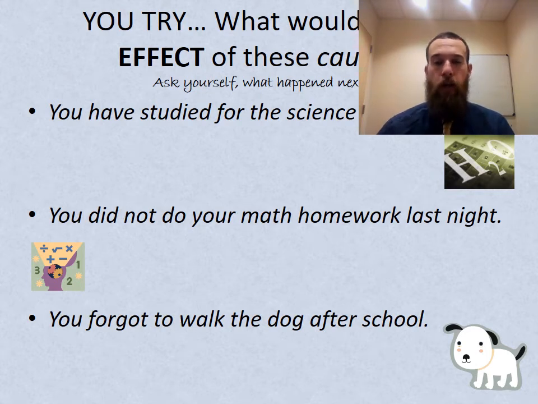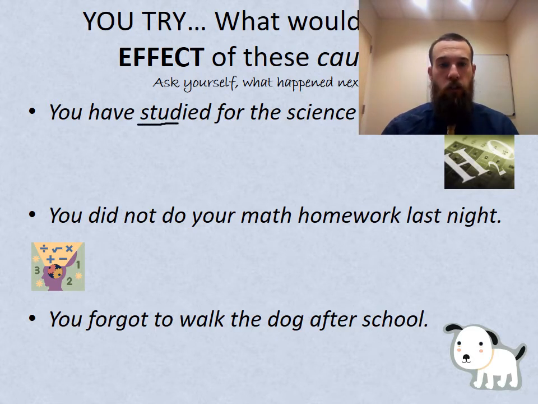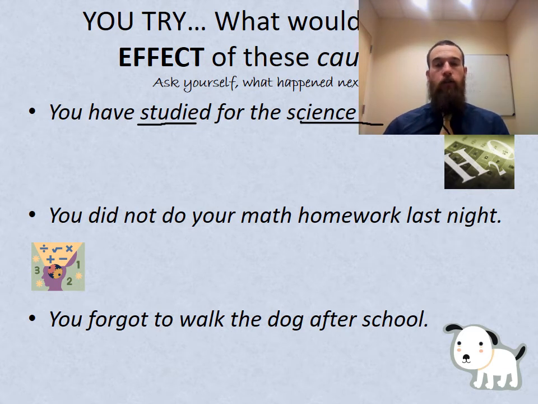I'll just set you up for them and give you a little bit of context, but what would be the effect of these different causes? So the first one is you studied for your science test today. So what might be an effect of that? Do you think if you study that you would do well, that you wouldn't do as well? So that's our first one. What clues in there let you know what might the effect be?